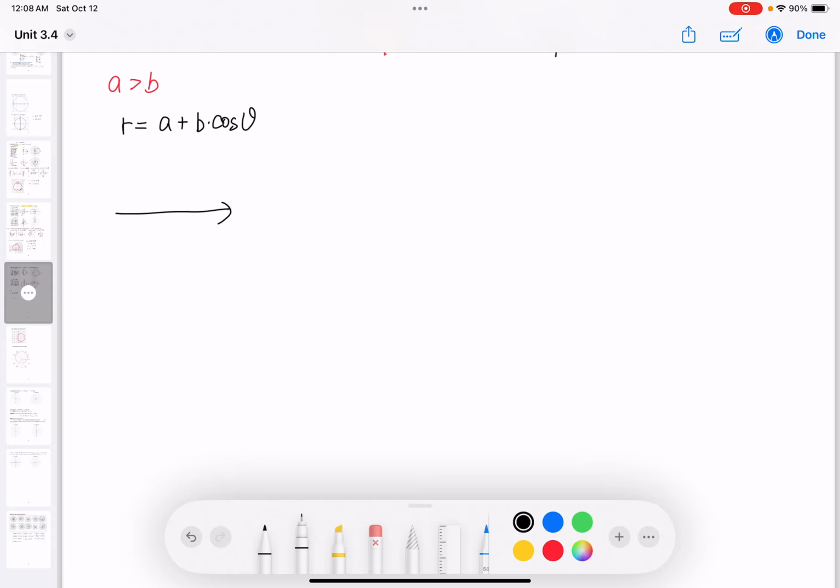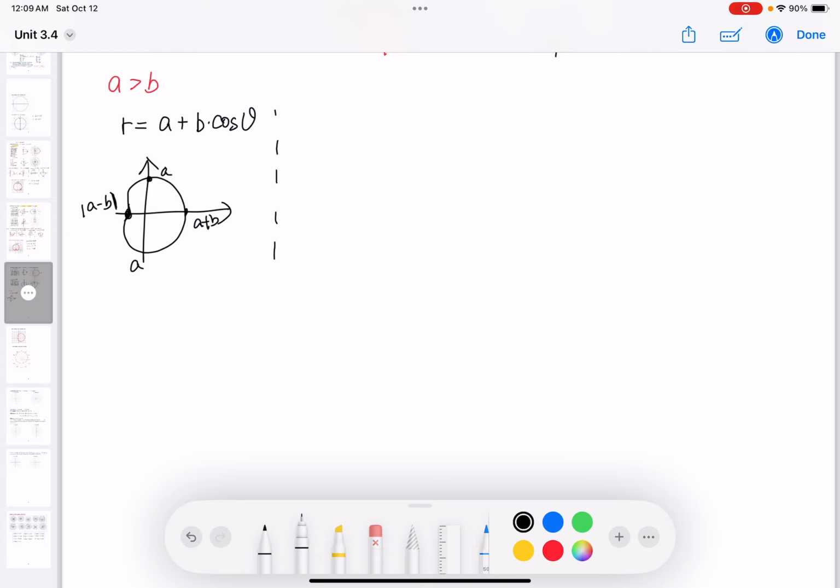Okay, how to graph it? It's cosine theta, so I'm going to have my shape like this. And a is greater than b. This is a dimpled limaçon, so I'm going to have my shape like this. There is a small dimple here. And the key points: this is a, this is a, this is a plus b, this is a minus b, because a is greater. Or you can find the difference between a and b without a negative sign.